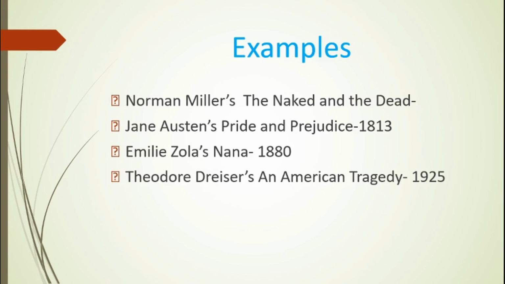And next was the first naturalistic writer, that is Emile Zola. Actually, he was not American, but I have given you the example here because his Nana, which was published in 1880, is the first naturalist novel. And the last one is Theodore Dreiser's An American Tragedy, which he wrote in 1925.